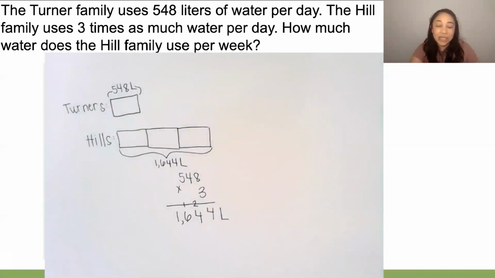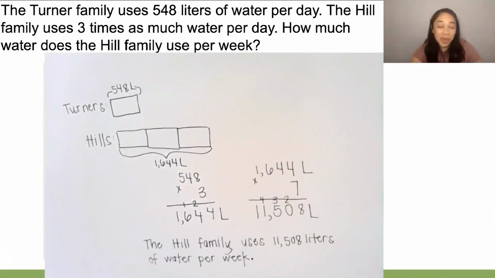Let's read the final sentence in the word problem again. How much water does the Hill family use per week? We already know how much water the Hill family uses per day. How can we determine how much they use per week? We can multiply how much they use per day, 1,644 liters, times 7, since there are 7 days in a week. Pause the video here to do this now. Oh, and before I forget, be sure to include a statement. I'll see you here in just a moment.